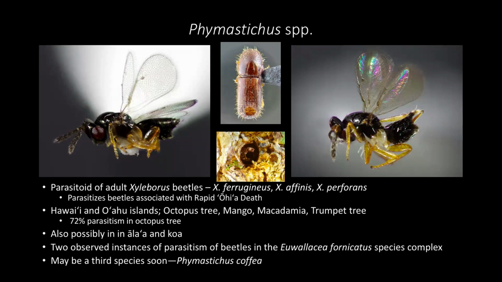Sorry. Okay. So there might be a third Phimasticus species that's here before too long. The only other species that's known in this genus is a parasitoid of the coffee berry borer that has been imported to much of the coffee growing world from its native Africa as a biological control agent. Testing of this agent has been done in Hawaii, and it appears to be safe. So it is possible that it may be introduced here in the future.